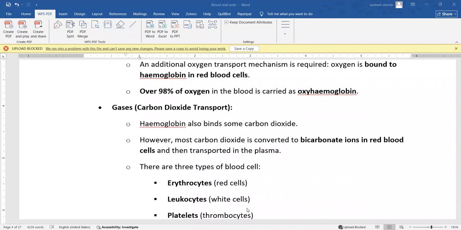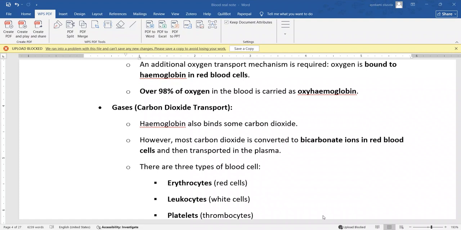Carbon dioxide also binds to hemoglobin, but not as much as oxygen. Most of the carbon dioxide in our body is converted to bicarbonate ions in red blood cells, and then they are transported in the plasma.